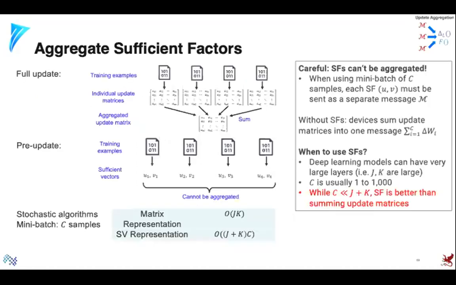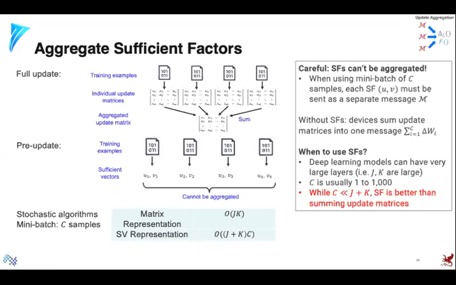So why do we need to use a peer-to-peer decentralized architecture? If you think about it, the sufficient factors U and V cannot be summed or aggregated together. They have to be sent as individual messages M. Unlike regular distributed SGD, where the gradients at a single machine can be summed and compacted into a single message, you just can't do this for SFB, because if you add all the U's and V's together and take the outer product, it is not equal to taking the outer product of each U and V and then summing the outer products together. So that's the reason why.